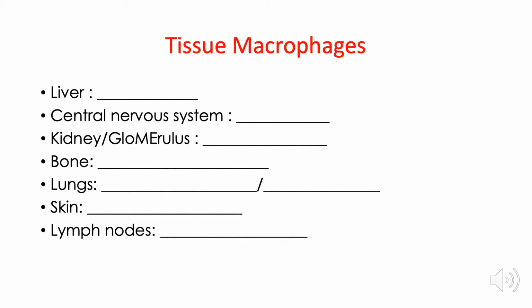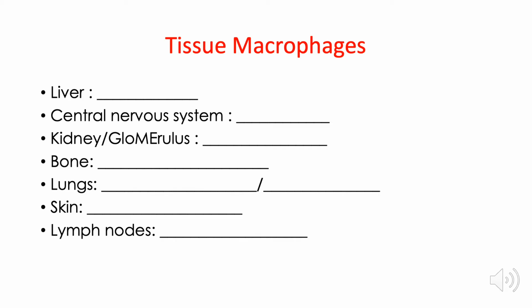Macrophages in different tissues have different names. So it's very important for you to memorize their names. In the liver, we call them Kupffer cells. In the central nervous system, we call them microglia. In the glomerulus of the kidneys, we call them mesangial cells. So it's very important not to be confused between microglia and mesangial cells. Glomerulus, mesangial cells. In the bone, we call them osteoclasts.